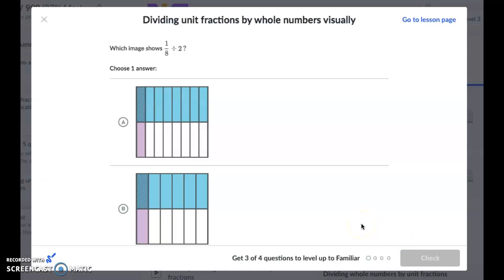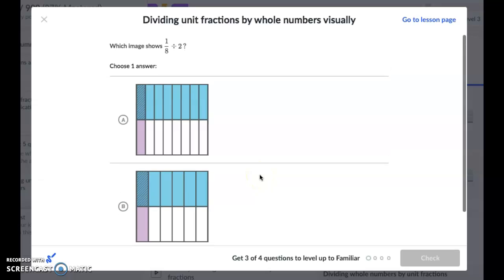Which image below shows 1/8 divided by 2? So we have two options here, okay? If we look at the top one, we have 1, 2, 3, 4, 5, 6, 7, 8 bars. And in the next one, we have 1, 2, 3, 4, 5, 6.